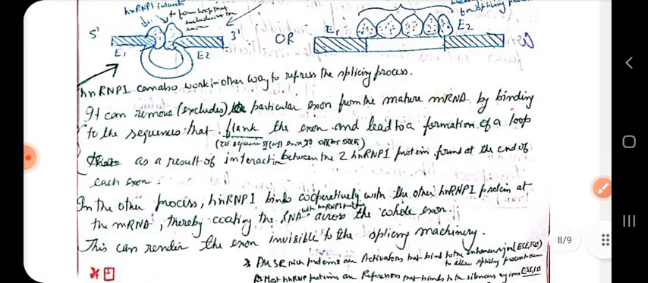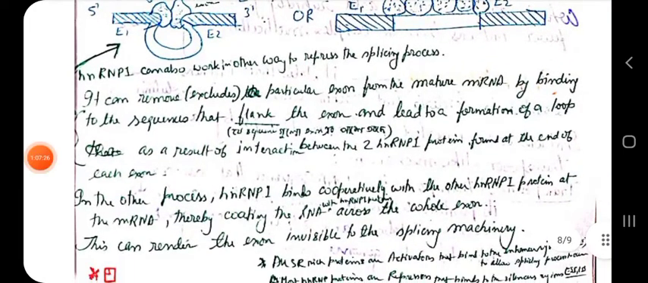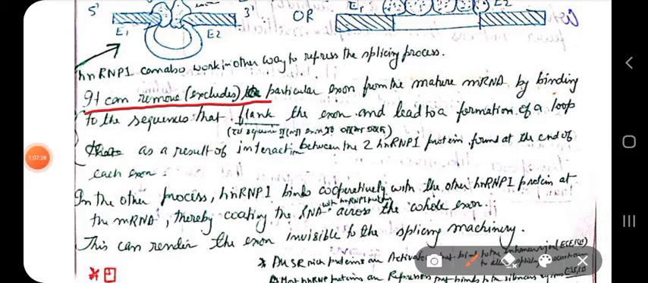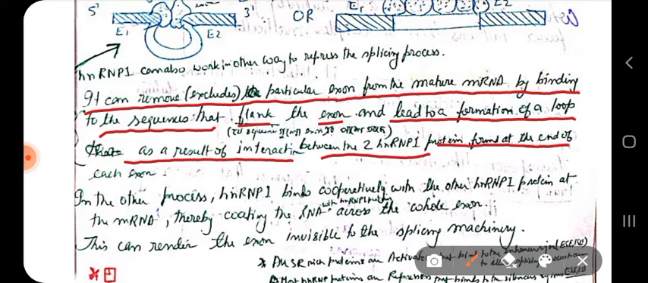So first is, yeah, here it is saying: it can remove or exclude a particular exon from the mature mRNA by binding to the sequence that is around the exon and leads to the formation of a loop-like structure as a result of interaction between the two HNRNP1 proteins found at the end of each exon.